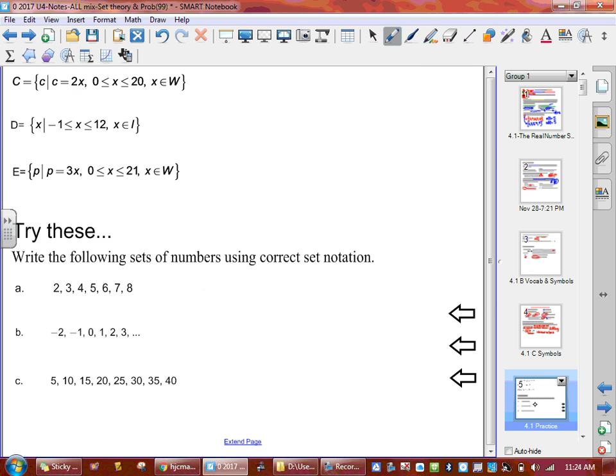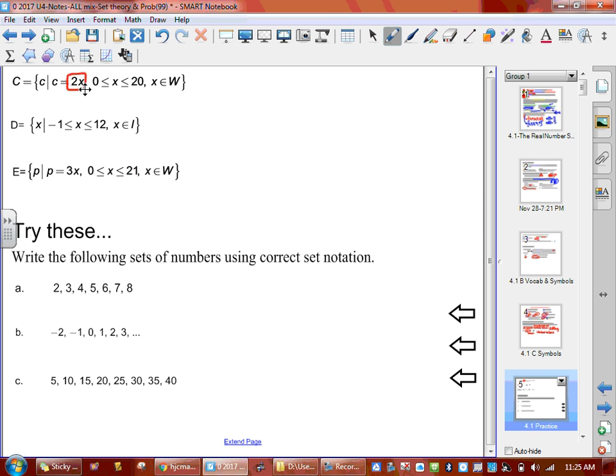So letter C. Now this one says something very, very different. It says C is equal to 2 times X. What is that telling me? That my C numbers, yeah. Pardon me? Even? Yes. Pretty much. That's pretty much exactly what they're telling you.